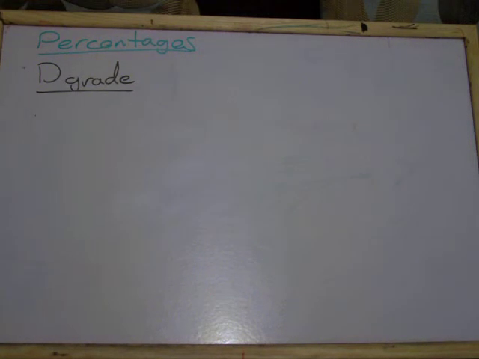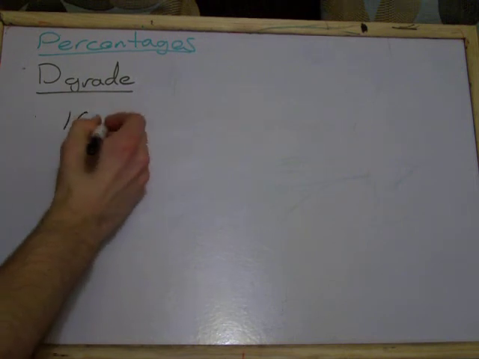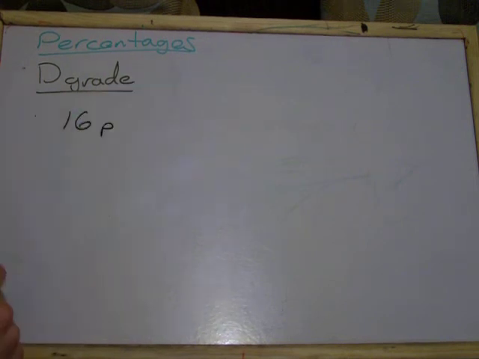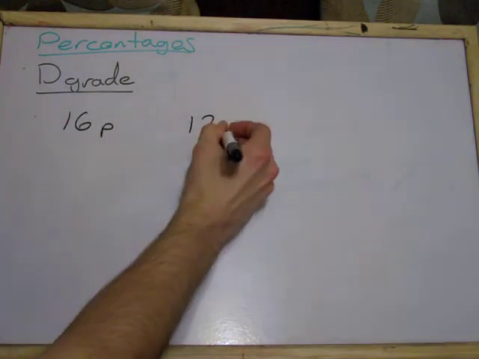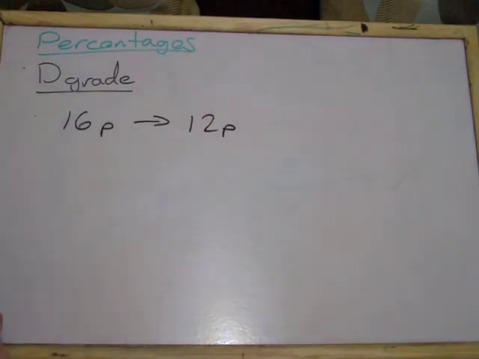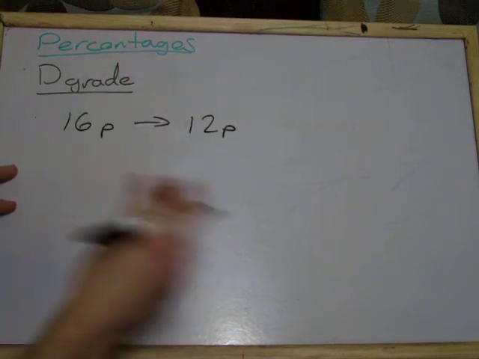Okay, expressing one quantity as a percentage of another. So, for example, let's see. Okay, so one year, the price of a small chocolate bar is 16 pence. The following year, the price is 12 pence, and you want to know what percentage change that is. Okay, now the percentage change is 4 pence.